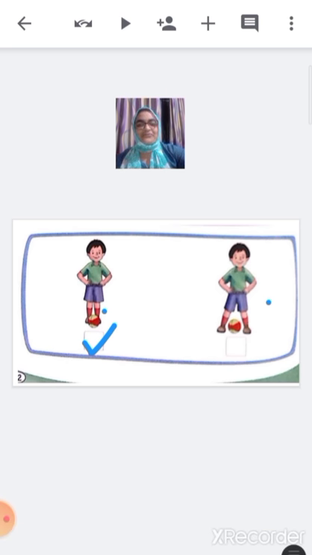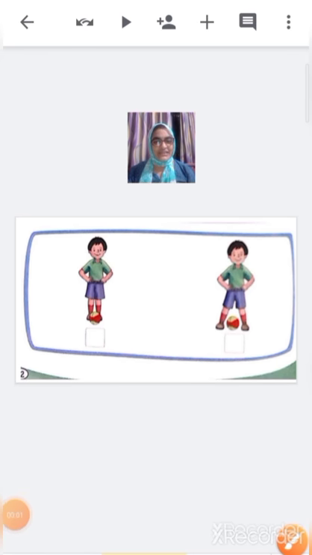Okay. So, children, today we have learned wide and narrow concept. Hope you all have understood the concept. You all have to practice the topic at home.